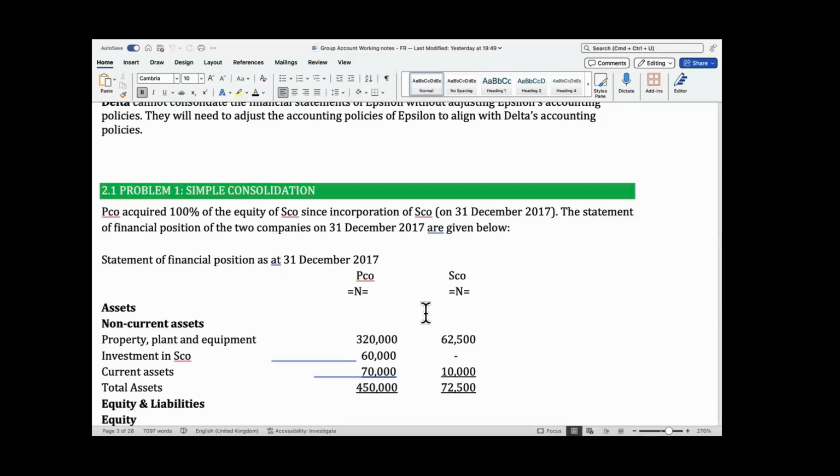A lot of things are now coming up as a result of that cancellation, also as a result of the NCI. Now, for NCI, you said there are two ways of measuring it. Either you measure it at the proportionate share of the subsidiary's net asset, which is also called the partial goodwill method.